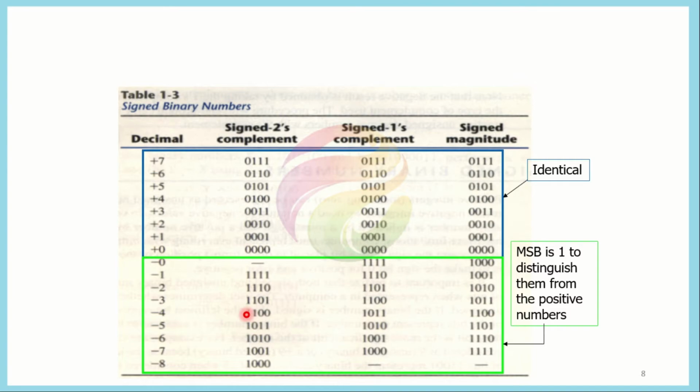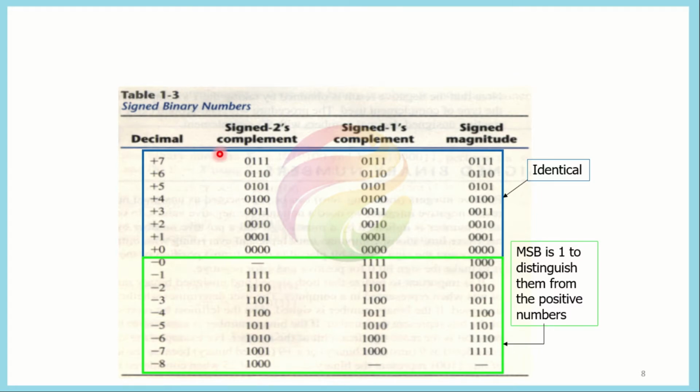Suppose we have -4, represented here as 1100. We want to know the original magnitude. As we have discussed before, if we take the 2's complement again of a number, it results in the original number. So the first bit remains the same, and we get 0 0 0 1 and 1 here. So we get that number here.